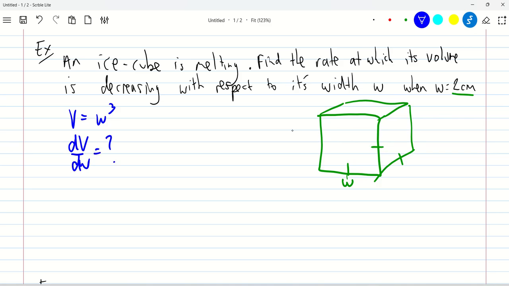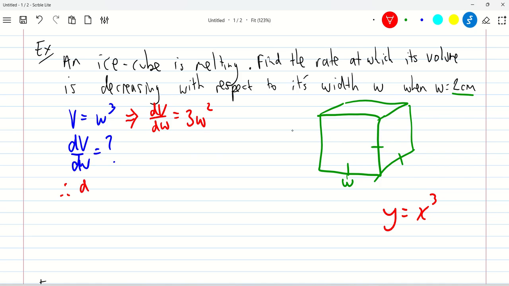Okay, so if V is equal to W cubed, this is easy for us to figure out. Sorry, a little bit messy there. I'll just clean that up. So dV dW, the derivative of V with respect to W, is that 3 comes down the front, W squared, just as if you're differentiating y equals x cubed. Same thing, 3 comes down the front. Everything's the same, just the variables are different. So it looks a little bit strange, I know. So dV dW is equal to 3W squared.